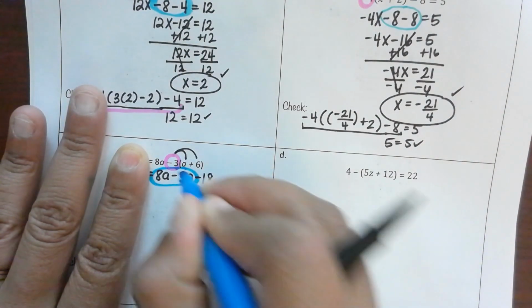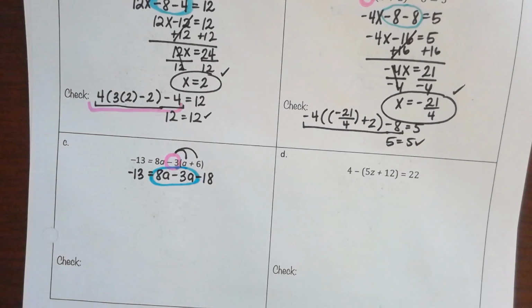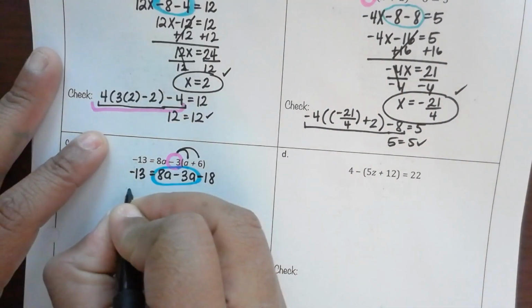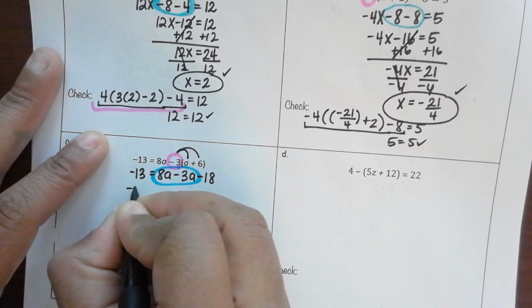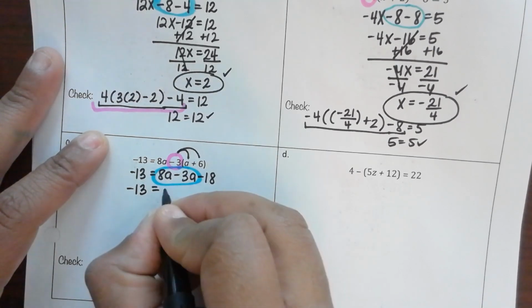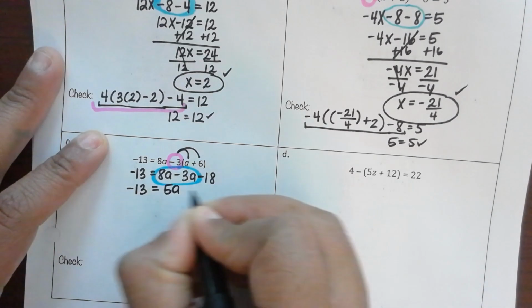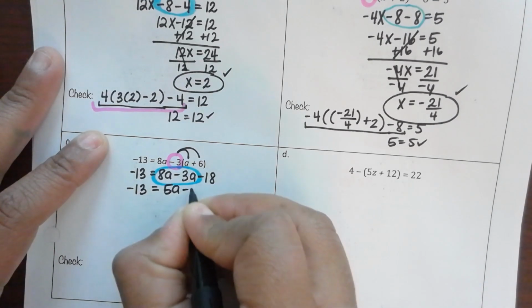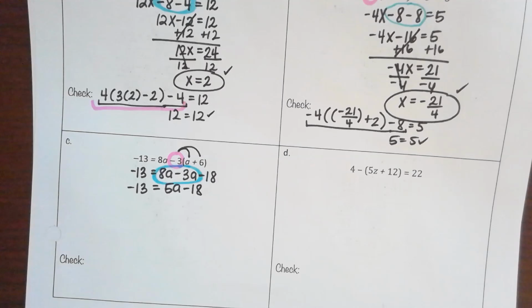Perfect. So what am I typing into the calculator? 8 minus 3, right? I get what you're saying, but you just can't type the variable in the calculator that way. So what's being brought down left to right? Negative 13. What'd you get when you said 8 minus 3? 5. And then behind that? -3. Perfect. Don't drop those signs.